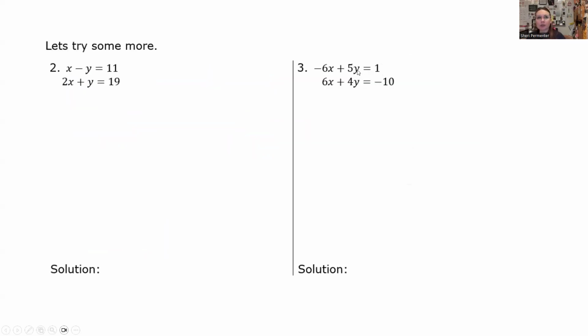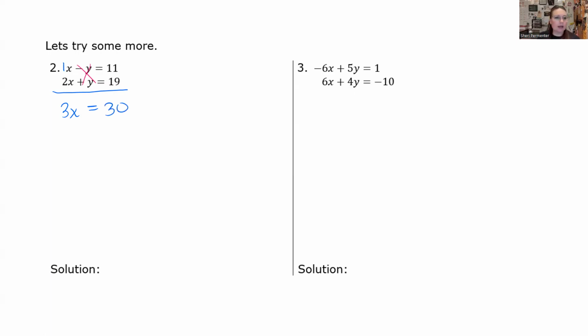Let's do some more examples. So let's try some more onto the back of your notes. We've got a couple more examples. So for example 2, do I have a variable that would cancel? Which one? Y, because negative y plus y is 0. So I have a variable that's going to cancel. And what's the number in front of the x if there isn't one? 1. So when I combine them, 1 plus 2 makes 3x equals 19 plus 11, 30.